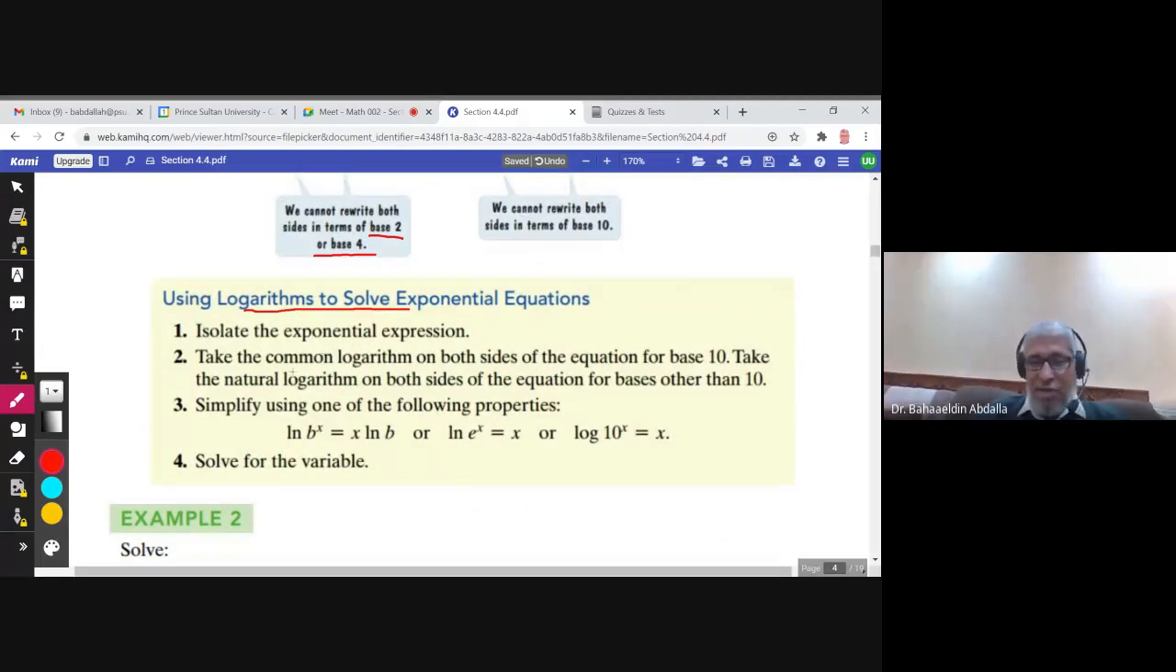The second method: you take the log on both sides. You apply the common logarithm or the natural logarithm to both sides. If the base is 10, use the common logarithm. If the base is not 10, it is easier to use the natural logarithm. So take the log of both sides.